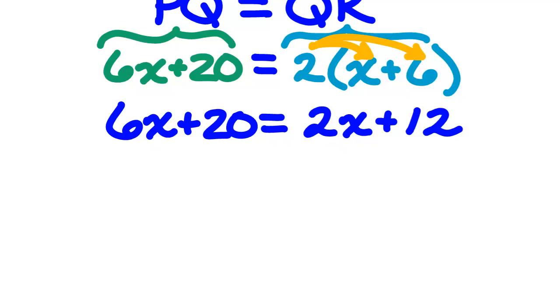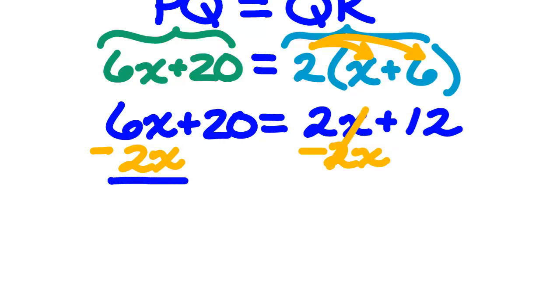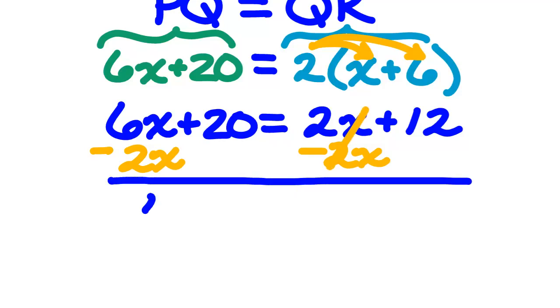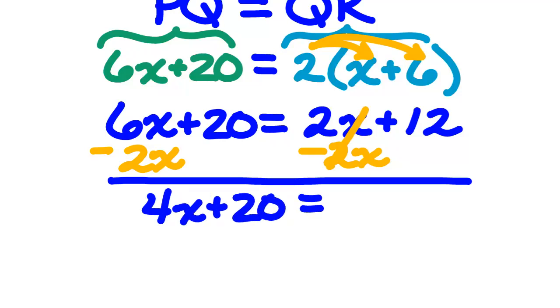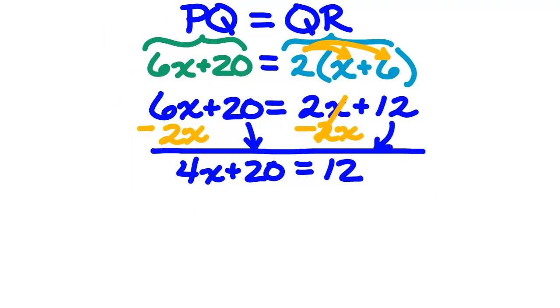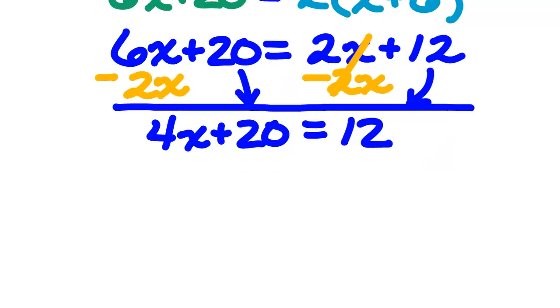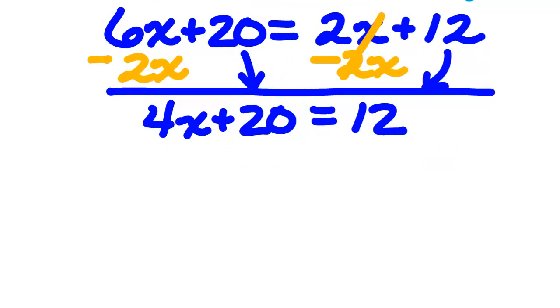So now I need to group my x's on the same side. How do I get my x's on just one side? Minus 2x from both sides. 6x minus 2x gives me 4x. Bring down my plus 20. Bring down my positive 12. I want to get the x all alone, so what do I do next? Minus 20. 20 is the one that has to go.